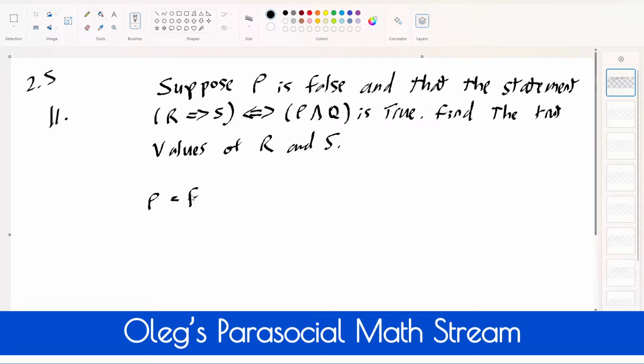All right, let's say that, now remember on an if and only if, let's just say Q is false. On an IFF statement, it would be the same result as long as they're all false across the board or true across the board. So if that's the same, R implies S. So S should be true, I think. No, wait a minute.